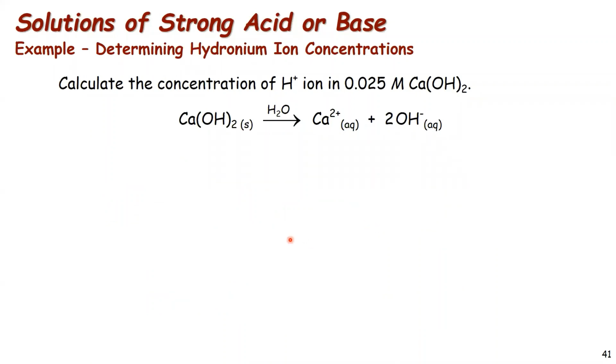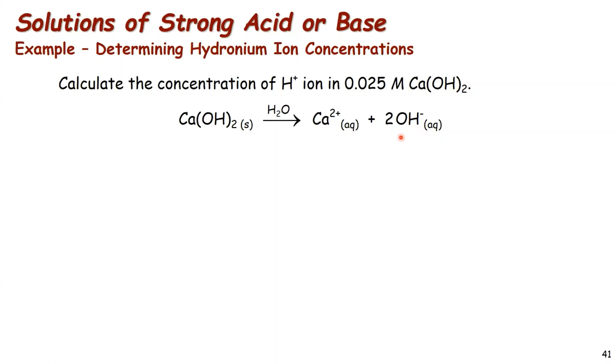So here's another example. This time we have a 0.025 molar solution of our calcium hydroxide. But now in this case, unlike the perchloric acid, if this is 0.025 molar, I've got to double it because it's dissociating. Again, it's a strong base, so it's dissociating into 2 hydroxides. So if this was 0.025, that means the hydroxide ion concentration is 0.05.